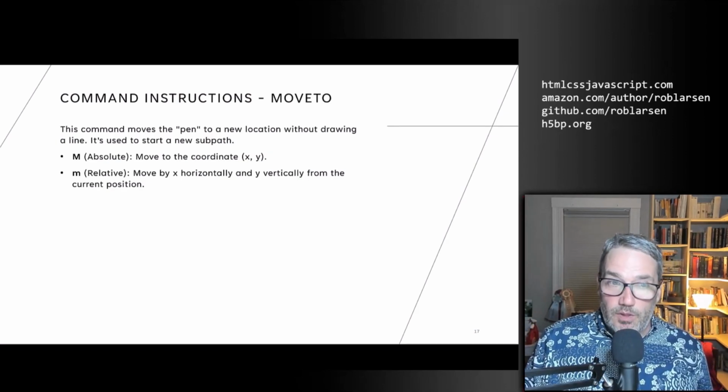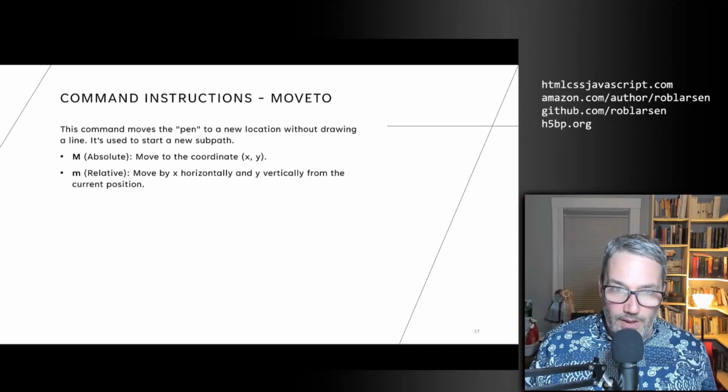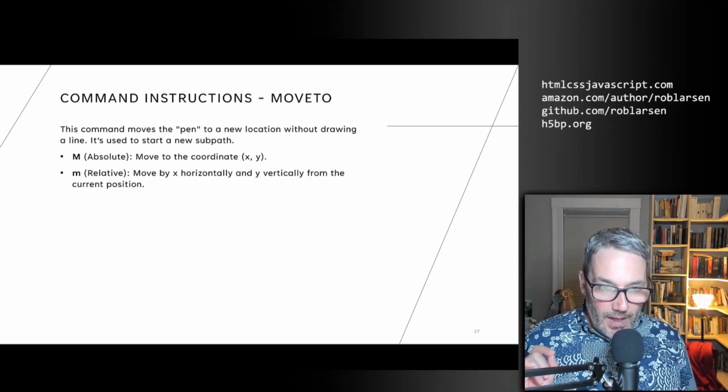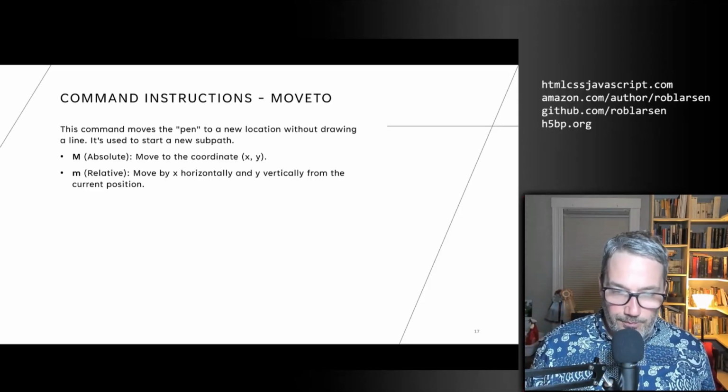We've already seen this one, command instructions move to. This command moves the pen to a new location without drawing a line. It's used to start a new subpath. So uppercase M, absolute, moves to the coordinate X and Y. Lowercase m, relative, moves by X horizontally and Y vertically from the current position.